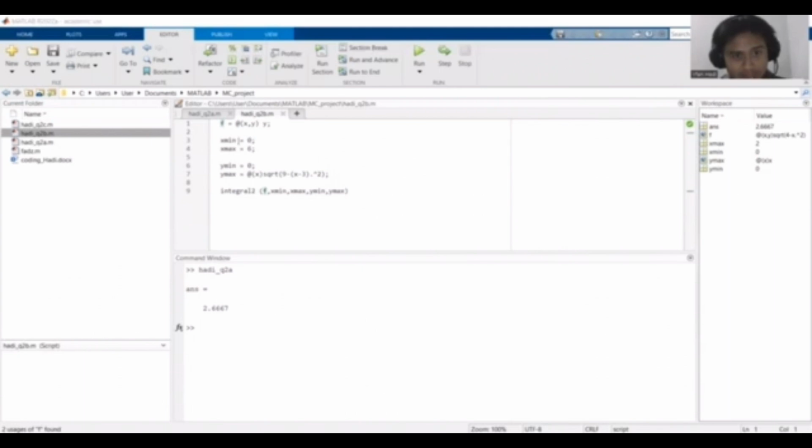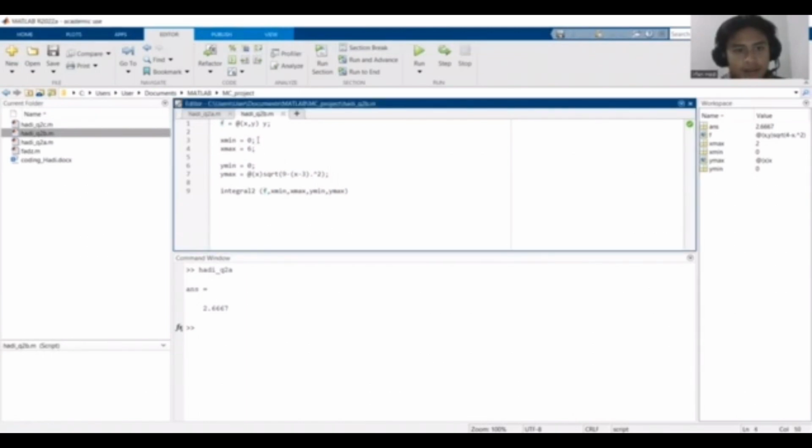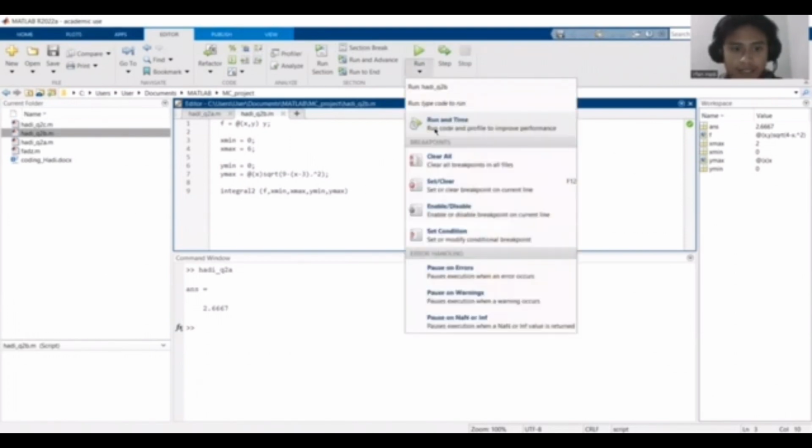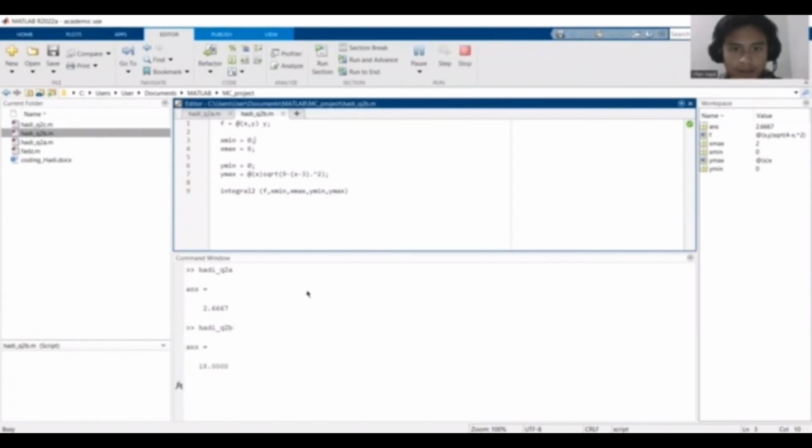We are using the triple integral also. This is the integration that I key in, and I run, and I got 18, which is the same as my calculation.